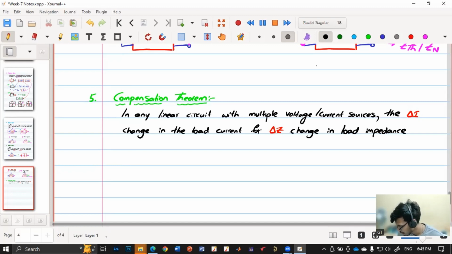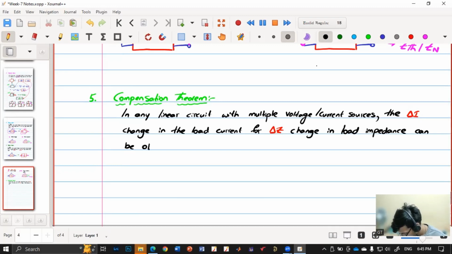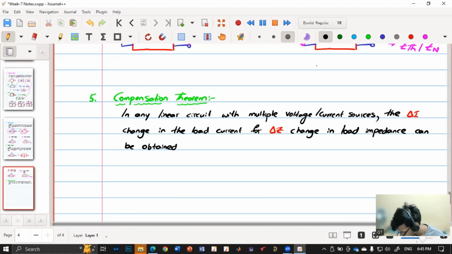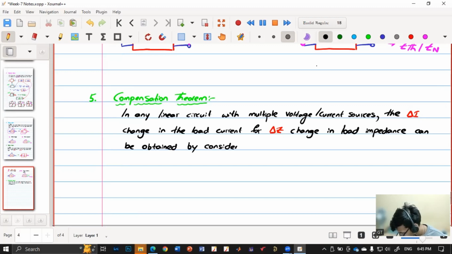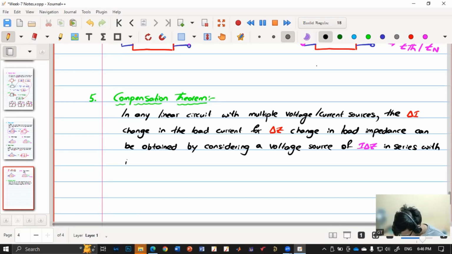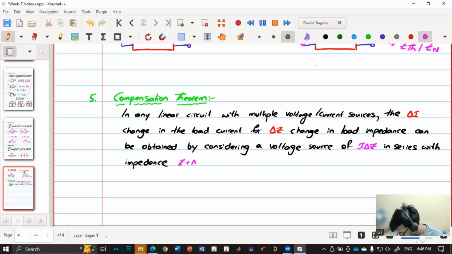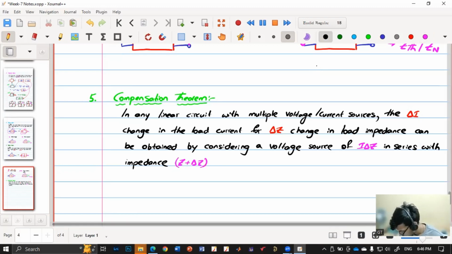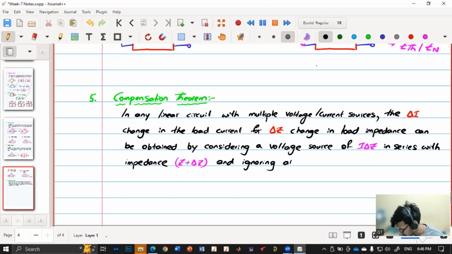this change can be obtained by considering a voltage source of I delta Z in series with the impedance Z plus delta Z, and disconnecting and ignoring all the sources in the circuit.